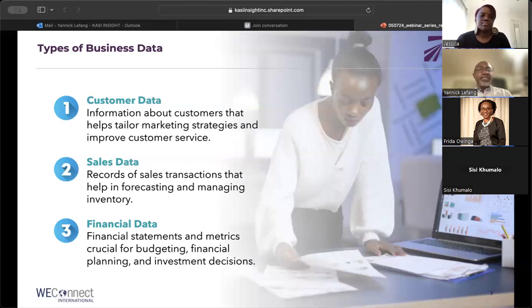Okay. So customer data, which is information about your customer. You have sales data, which is a record of your sales transactions, right? That can help you also to make forecasts and manage your inventory. You've got financial data, which is data from your financial statements, your metrics, that are crucial for budgeting, financial planning, and investment. So these are really three types of information.